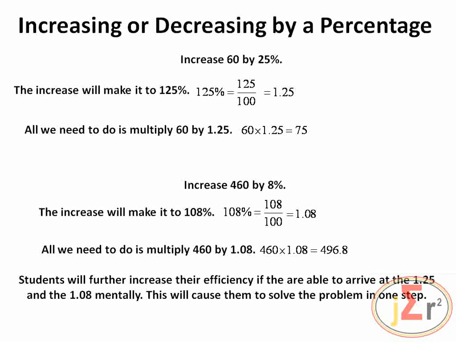Students will further increase their efficiency if they are able to arrive at the 1.25 and the 1.08 mentally. This will cause them to solve the problem in one step. So let's see if there's any such thing. Increase 400 by 15% is, say, 15% to be added to 100, it's 115. Divide that by 100, 2 places of decimal, 1.15. So we're going to multiply 400 by 1.15, and that gives 460. And the other one is done in the same way.